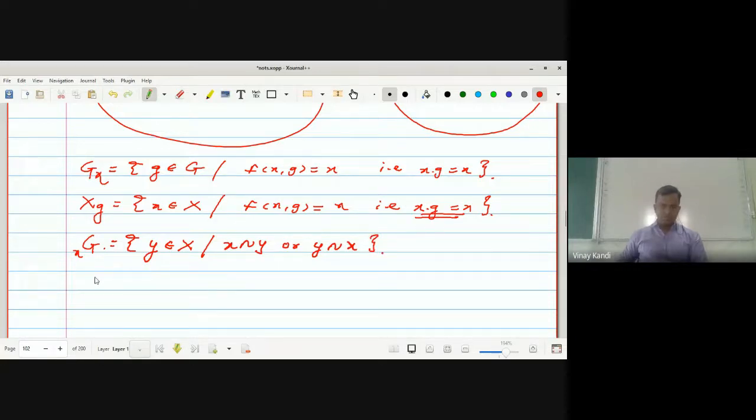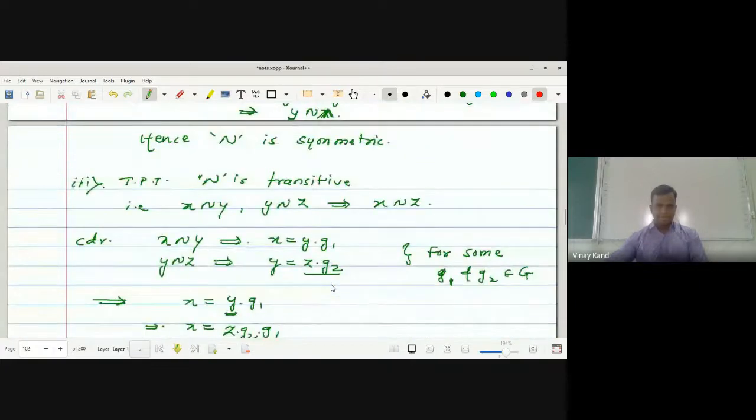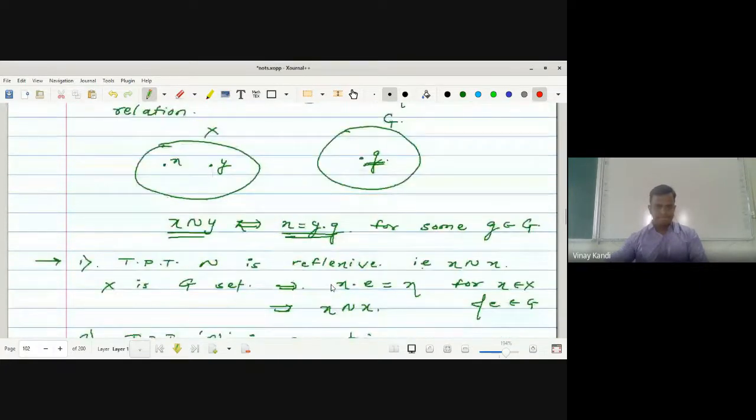Okay, what is the meaning of this one? Look at it: xg is equal to the set of y belonging to capital X such that x is related to y. If x is related to y, what is the connection between them? y is equal to xg. Y is related to x, that means y is equal to xg. If x is related to y, then what is the relation between x and y? Y is equal to x.